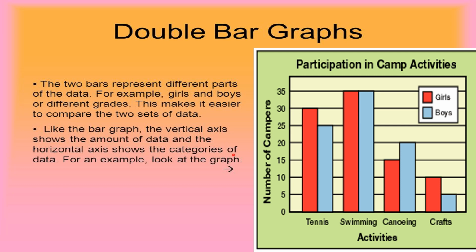And like the bar graph, the vertical axis shows the amount of data and the horizontal axis shows the categories of data. For example, here the categories of data are camp activities, and here the amount of data is the number of campers. It is numerical data and it is textual data.